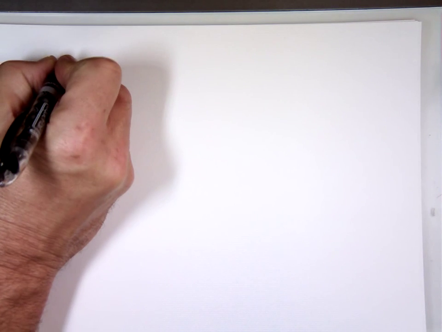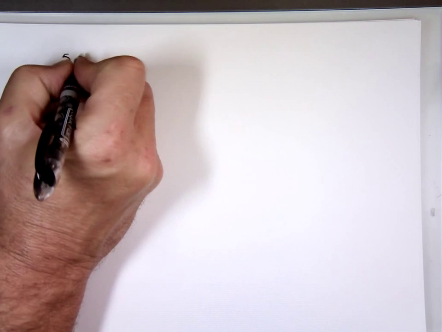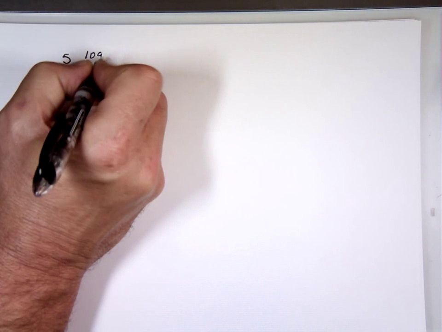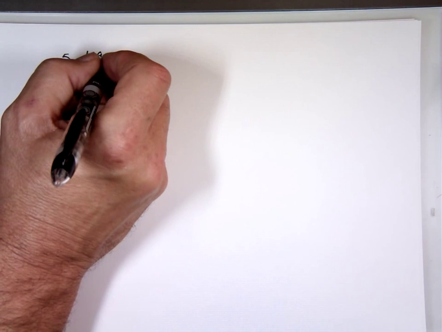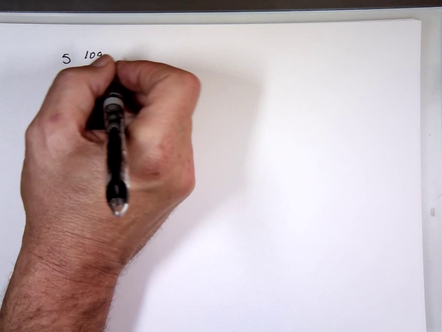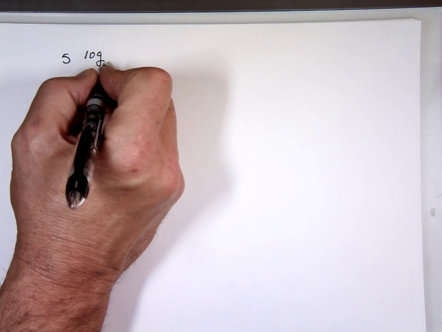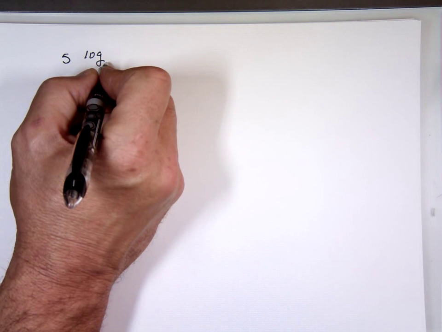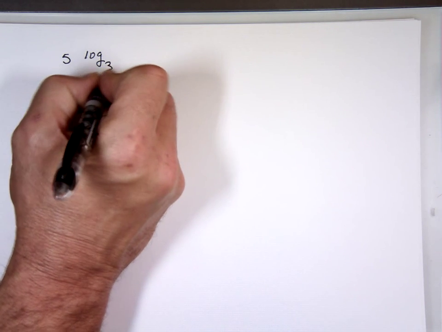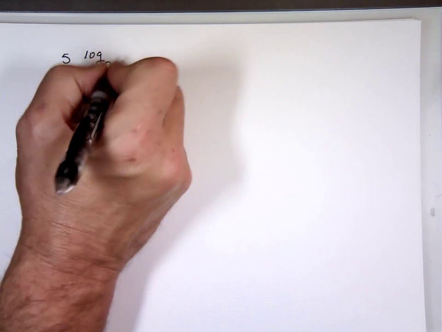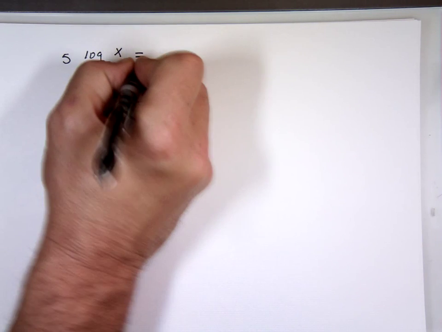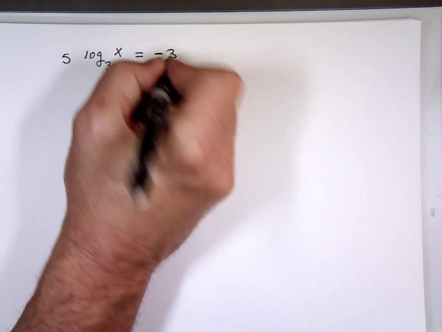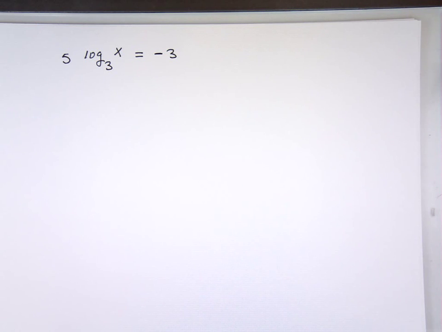Let's say you have this problem. 5 log, pick a number for the base. It can't be negative, can't be 0, can't be 1. What number? 3? Okay. 5 log base 3 of x equals negative 3. That's a logarithmic equation. How do you solve that one?